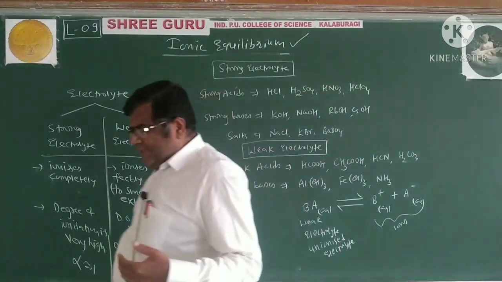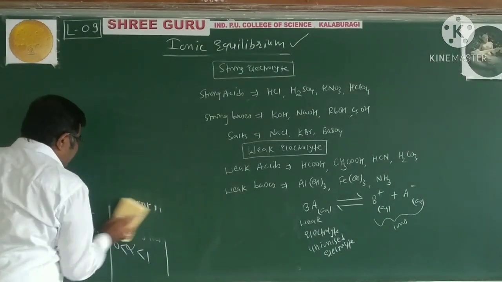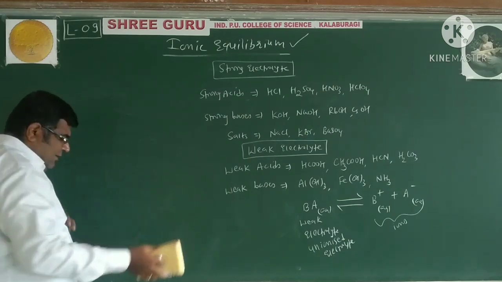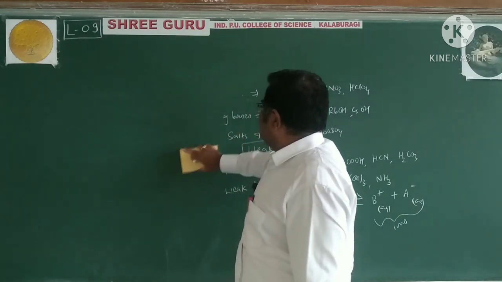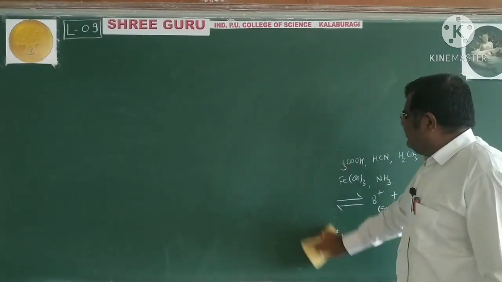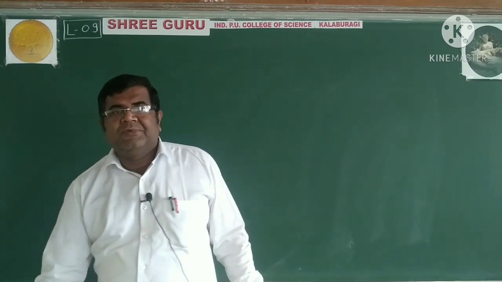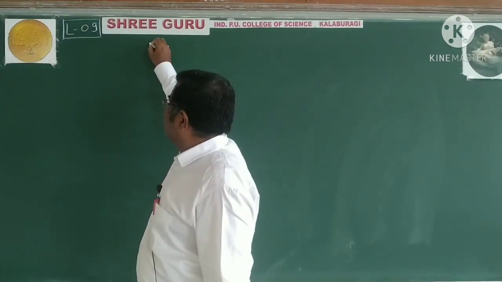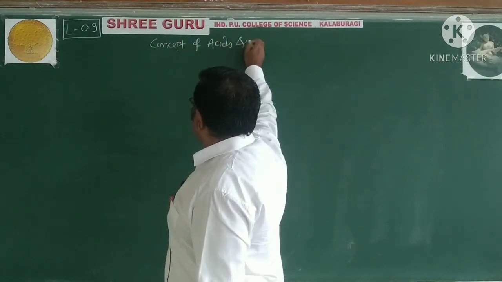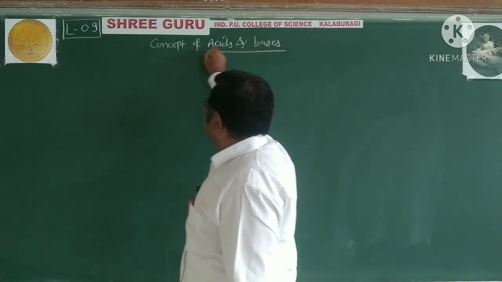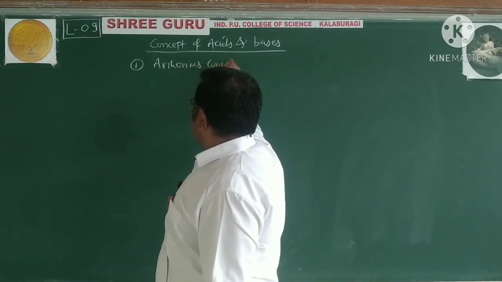Now, before going into this ionic equilibrium, we have to learn a few concepts which define what we mean by acid and what we mean by base. So there are three concepts in our syllabus. The first one we call the Arrhenius concept. The next one is called the Bronsted-Lowry concept, and the third is called the Lewis concept. So, concepts of acids and bases. The first one is the Arrhenius concept.